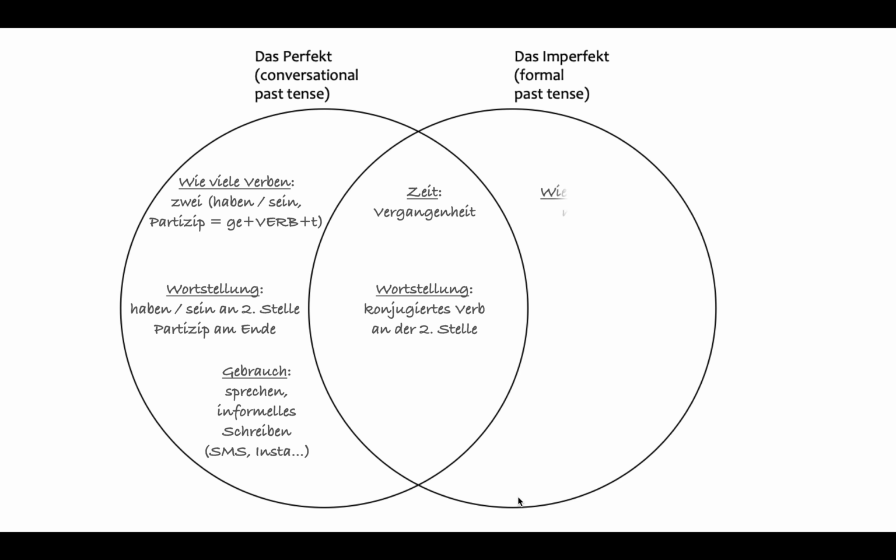In contrast, the Imperfekt hat nur ein Verb, only has one verb. Für die Wortstellung, das Hauptverb steht an der zweiten Stelle, again, conjugated verb goes second. Und für den Gebrauch, for the use, wir benutzen das für Schreiben und formelles Sprechen. You would use this for writing, such as with a fairy tale, or for formal speaking, such as, for example, a presentation.